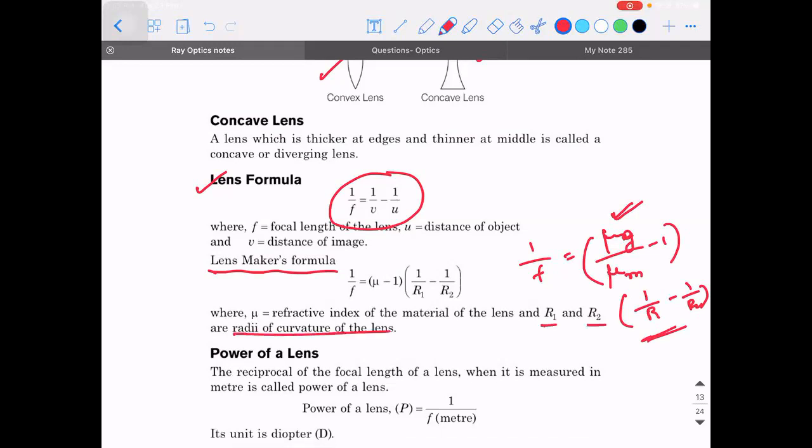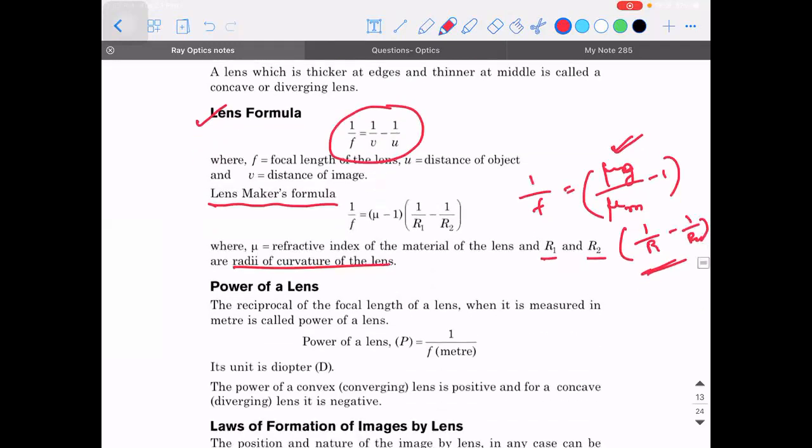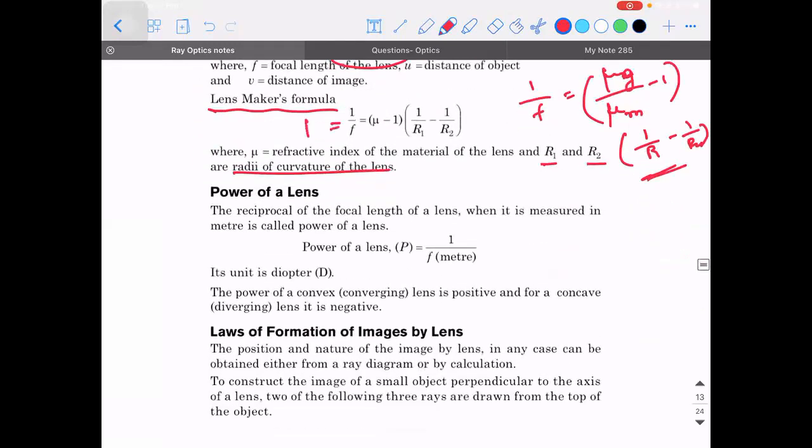R1 and R2 are the radii of curvature of the lens. Similarly, this can also be written as power. So how is power defined? It is the reciprocal of the focal length of a lens. When it is measured in meters, it's called the power of the lens. Power of the lens is 1 by f meter.